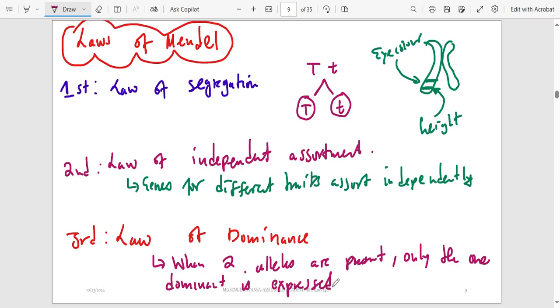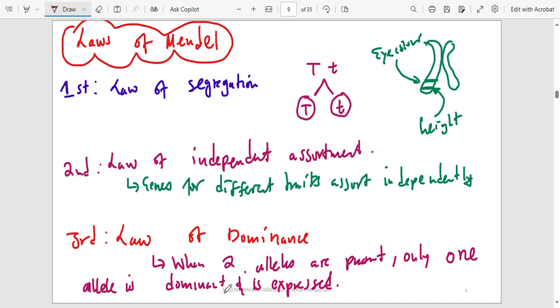Now, this law has limitations because remember earlier we talked about codominance, where both alleles can be dominant. And when both alleles are dominant, it means you are going to have what we call codominance or incomplete dominance. But this law says that only one allele is dominant and is expressed. Okay, hope that is fine. Please, this is very vital for you to understand.